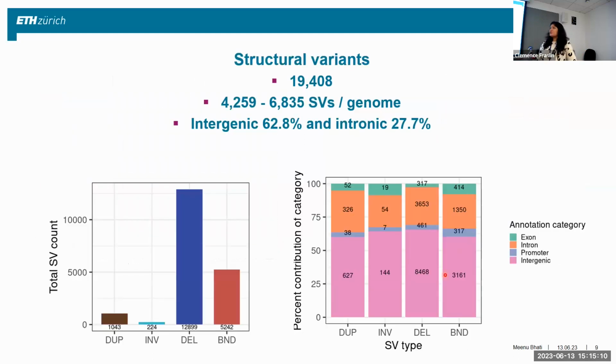Further, for structural variants, we identified 19,000. So out of 50,000, we finally filtered and were left with 19,000 after the high quality check. These also vary from 4,000 to 6,000 along the different cattle genomes. And similar to STRs, they were also observed mostly in intergenic and intronic regions. And you could see we mostly observed deletions.